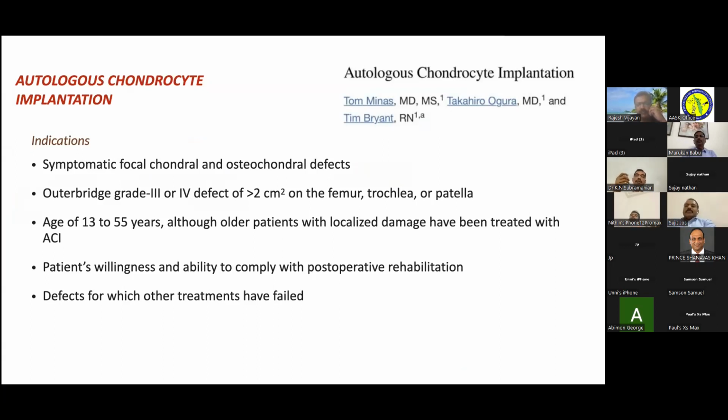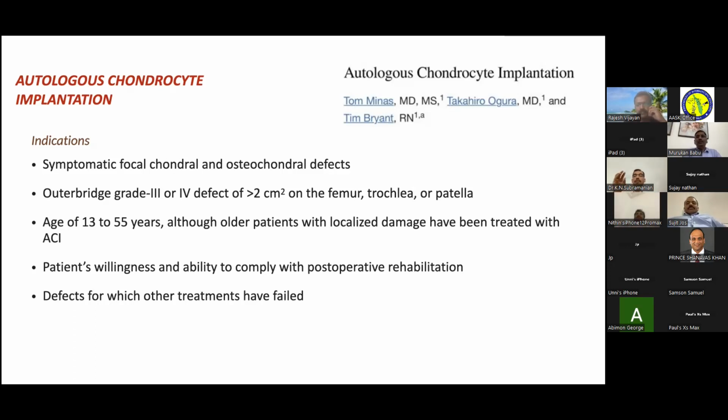When you are injecting, the cells may fall apart, so you make a membrane there and inject under the membrane so that you will have the live chondrocytes in the defective area, and the defect area will be covered by the normal hyaline cartilage. That is the whole concept. And it is successful if the indication is correct.